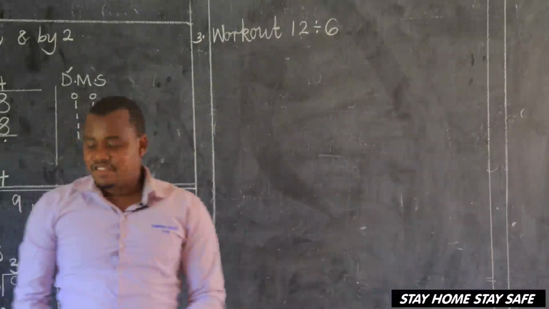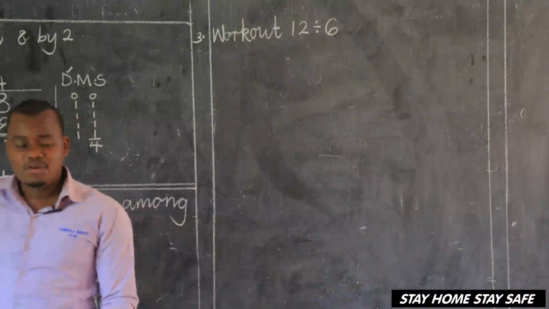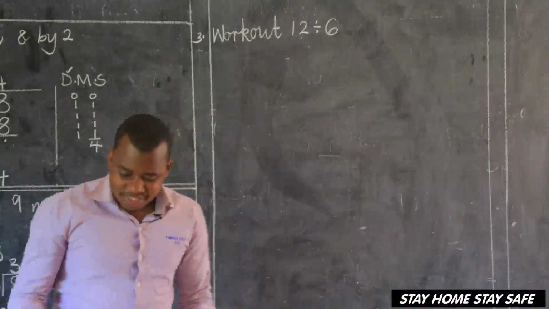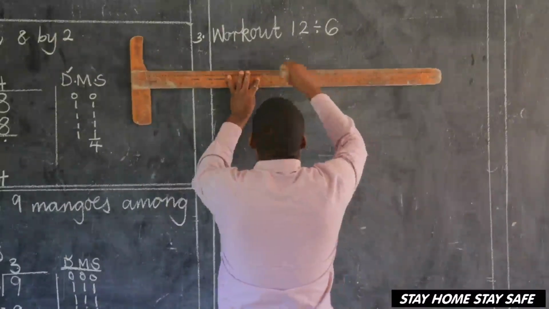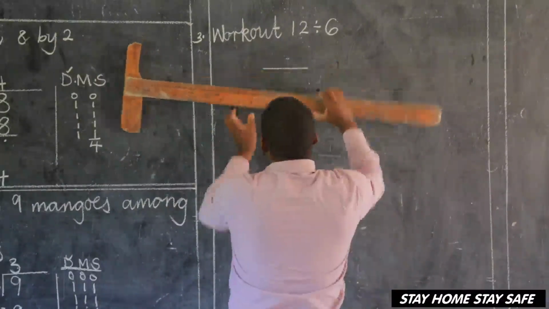Work out 12 divided by 6. That one looks so direct. So what are we going to do? Just get your pencil and a ruler, then you draw your long division smartly here.